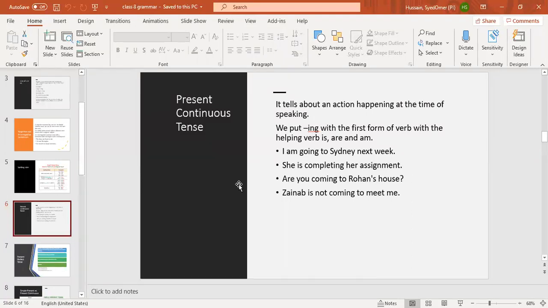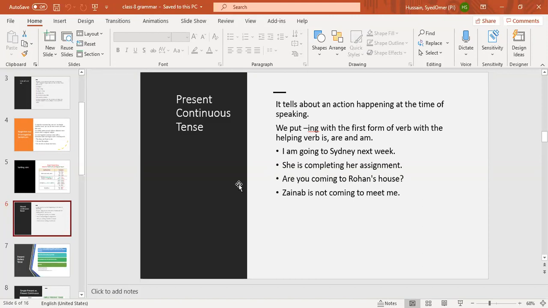Always keep this in your mind, that when we are representing an action which is going on, like right now, I am teaching, my lecture is not yet finished, I'm teaching, you are listening. So that is an action which is in continuation. So in present continuous tense, we put ing with the base verb, with the helping verb is, are, am. Is is for singular, are for plural.